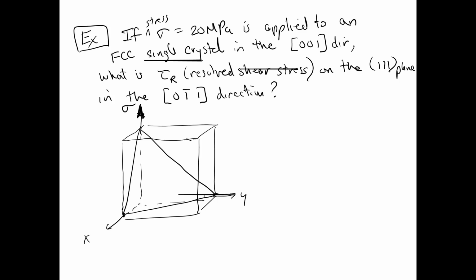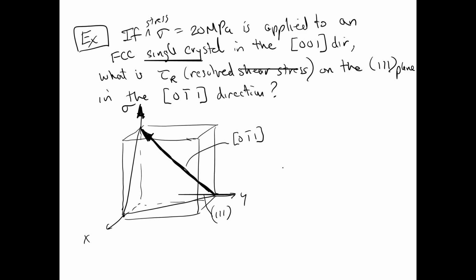So here's our 1, 1, 1 plane. That's the slip plane, and we want the 0 1 bar 1 direction. And remember, there's 3 directions on that plane. I'm going to draw this in dark. The direction that I've drawn in really dark right there is specifically the 0 1 bar 1 direction.